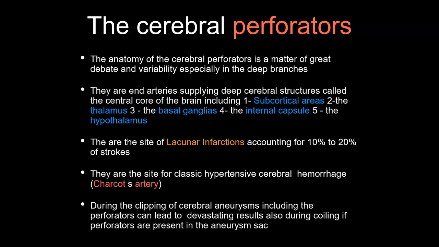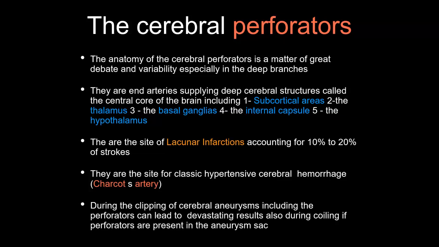So when we talk about the anatomy of cerebral perforators, it's a matter of great debate and variability, especially in the deep branches. Thank God they are a matter of variability, so we are not to study all the accurate details of the supply and the branches of each vessel, because they are really variable. What you should know about perforators is that they are end arteries supplying deep cerebral structures called the central core of the brain.